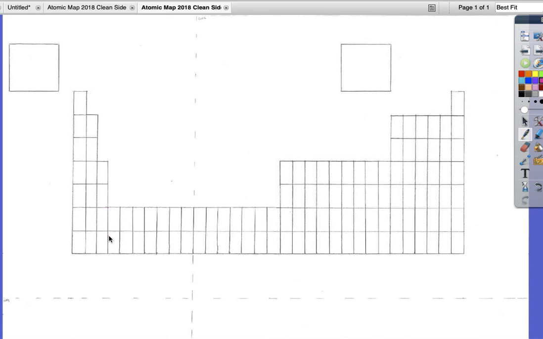Okay, do you guys see the fold I made on the side? Okay, so basically now we're getting closer to just having a periodic table up here.